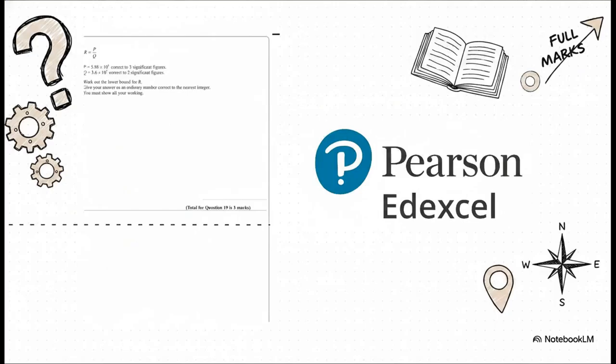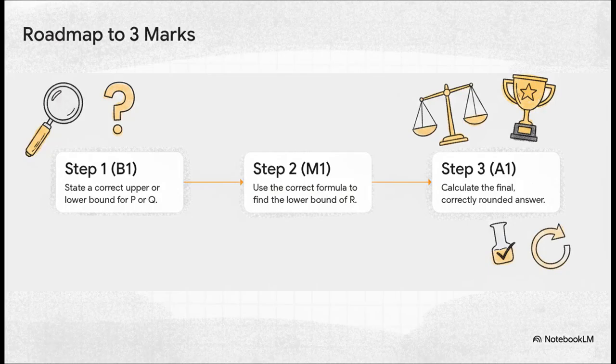See, on one side, we have our question. On the other, the answer key. This is our blueprint for success. It tells us exactly what the examiner wants to see to give us those marks. So the plan is super simple, broken down into 3 marks. We've already bagged the B1 for finding a bound. Next up is the M1 for using the right method. And finally, the A1 for the accurate answer. Let's go get that M1.